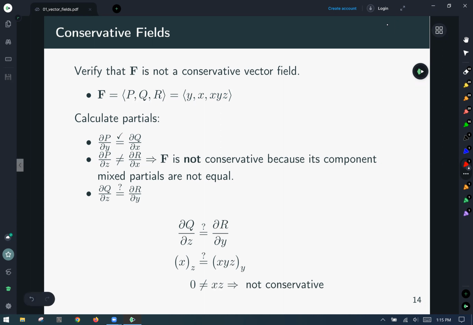Now this is unnecessary. Once we know that, it doesn't matter whether the third pair of partials are equal or not, but just in interest of being thorough here, we're going to finish this example out just for practice of calculations. All right, so Q is x. So we're looking at the partial of Q with respect to z. And then R is xyz. So we're looking at the partial of xyz with respect to y. And on the left, you have the partial of x with respect to z, treated as a constant. Derivative of x with respect to z is 0. And then on the right, you have the derivative of xyz with respect to y as xz. And so again, they're not equal. It tells us our field is not conservative. And that is it for today.